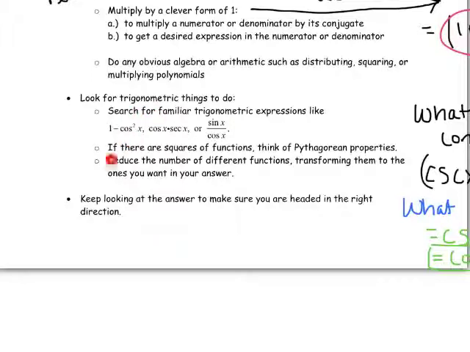Okay? If there are squares of functions, think Pythagorean theorem. Also, if there's a 1, think Pythagorean theorem. And then reduce the number of different functions, transforming them to the ones you want. That can be really ambiguous, so let's just start some examples.